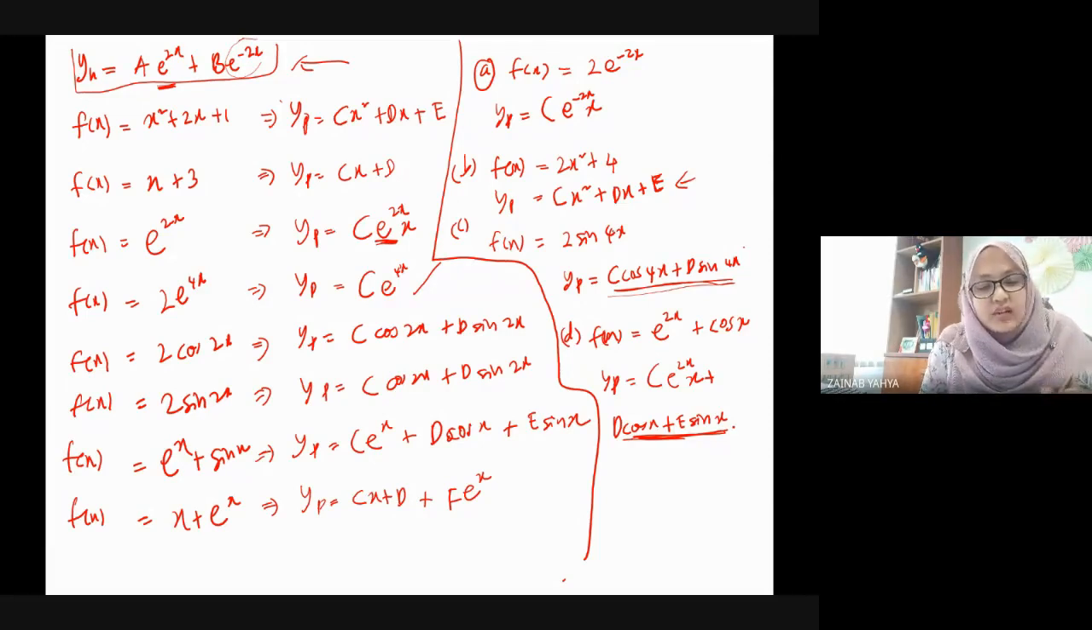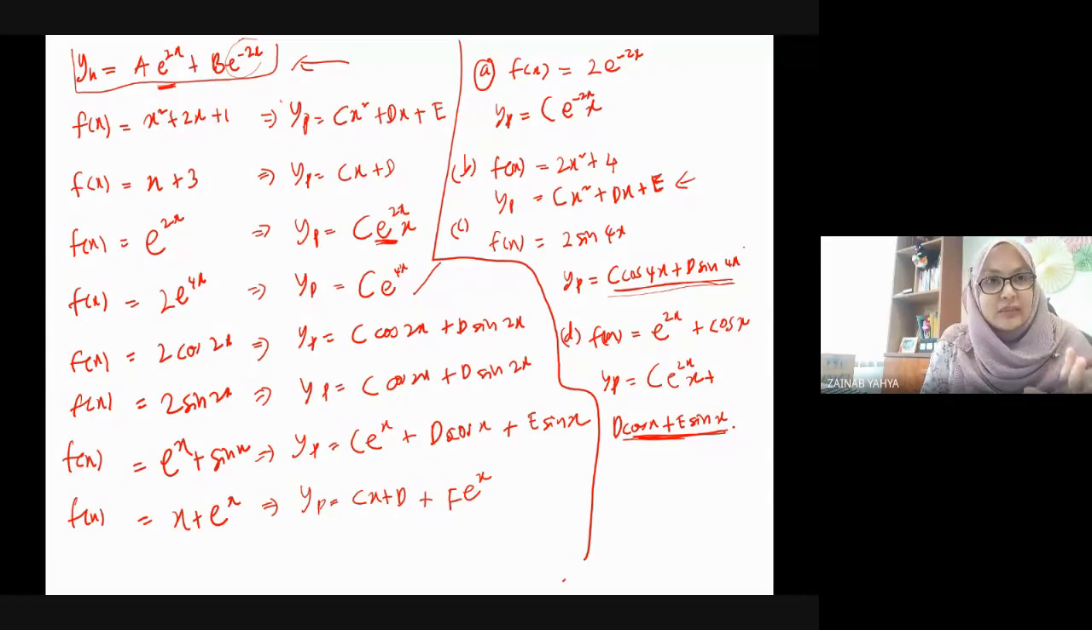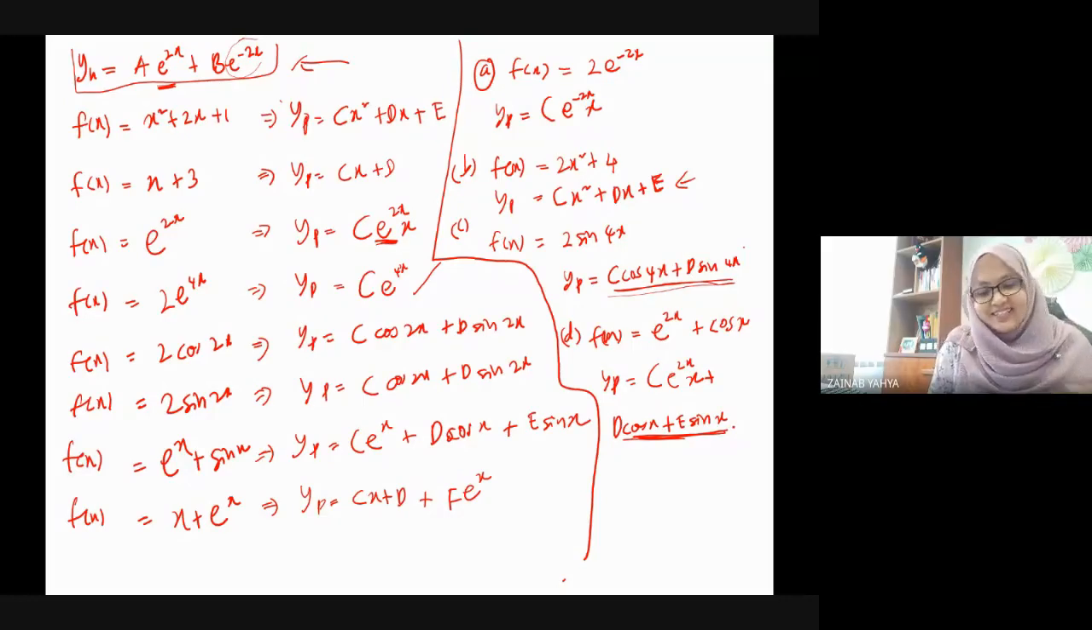When the fx is sine or cos, it must have cos and sine as the YP. Do you get the idea or not? It must always have them, it always comes in pair. Although it's just sine, you must have cos and sine. If it has cos, cos plus sine also. Okay, got it. Thank you, Doctor.